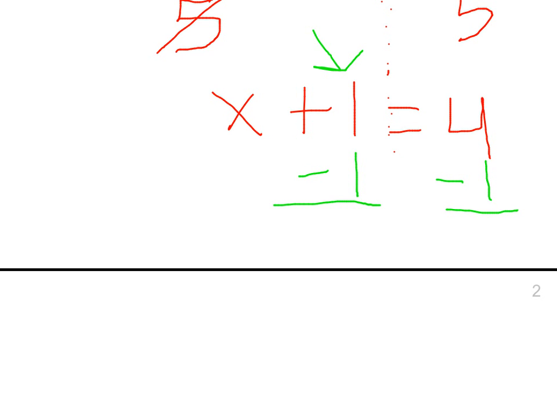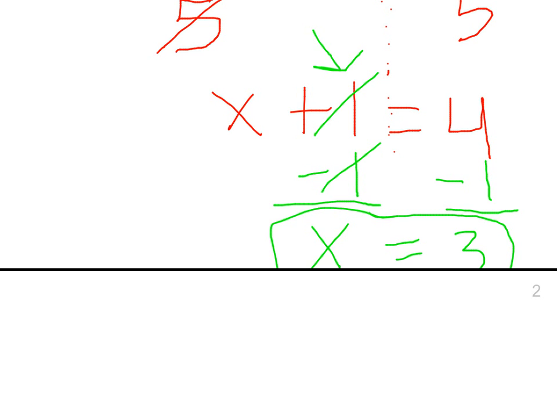So I'm going to subtract 1 from the left side, and I'm going to subtract 1 from the right side. Alright? So we're going to be left with these guys canceling. So it's going to leave me with x. And that's going to be equal to 4 minus 1, 3. So x equals 3 is our solution. So that's actually what I want to see in your guys' work.